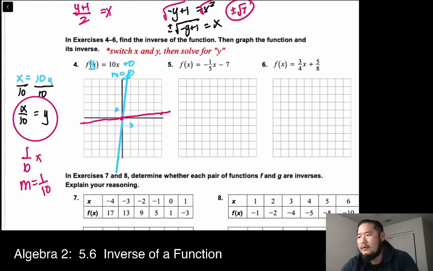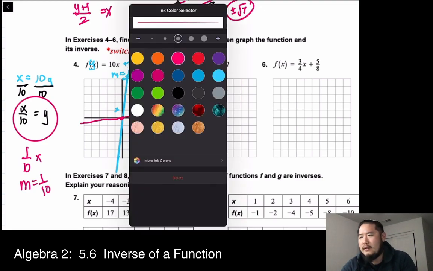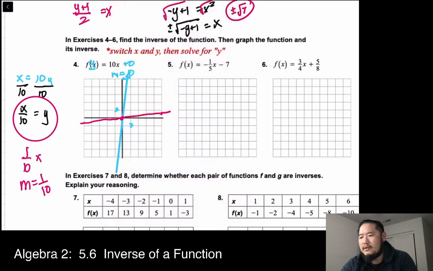And there's the graph. So we now have the original function. We also have the inverse. Now remember, they are inverses because they reflect across a particular line. That line is right here. I'll use this fancy pen.